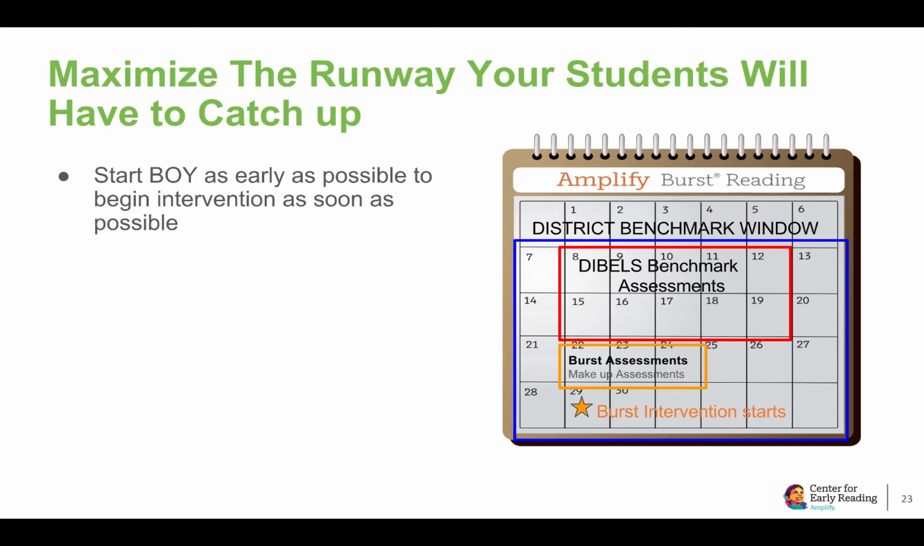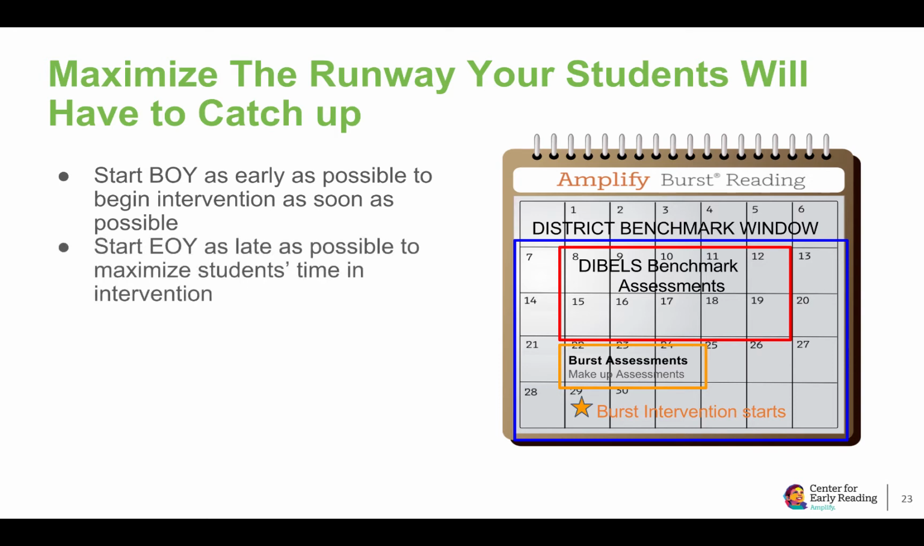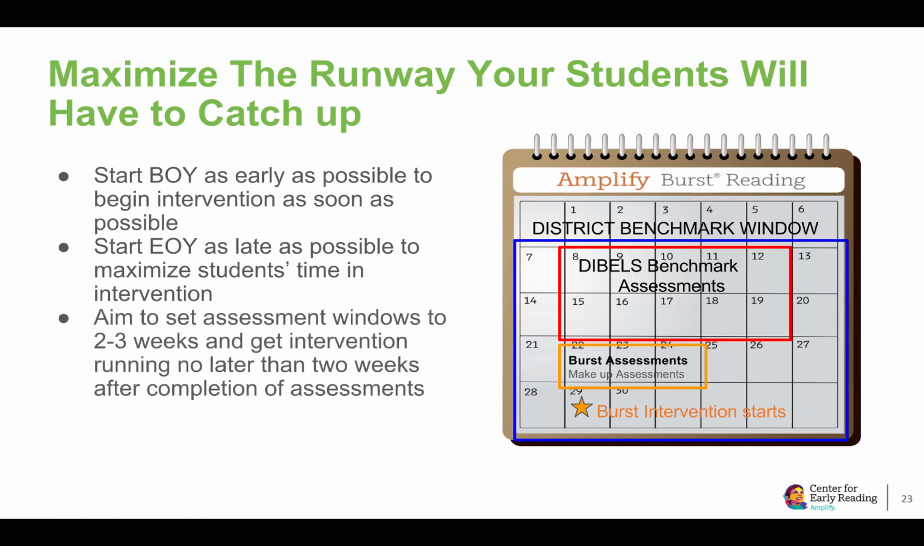In short, start beginning of the year assessments as soon as possible to begin intervention as soon as possible, and start your end of year assessments as late as possible to maximize the students' time in intervention. Aim to complete your assessments within 2 to 3 weeks to give the intervention coordinator a few days to group and schedule, and make sure to get Burst started no later than 2 weeks upon completion of your assessments. Go to page 7 of your handout and set up your benchmark assessment dates to determine when intervention will start and end.